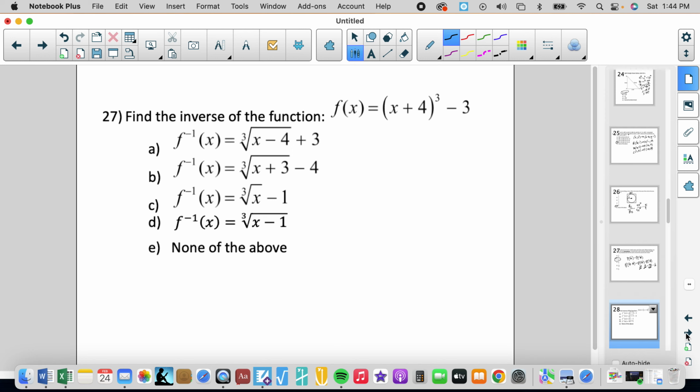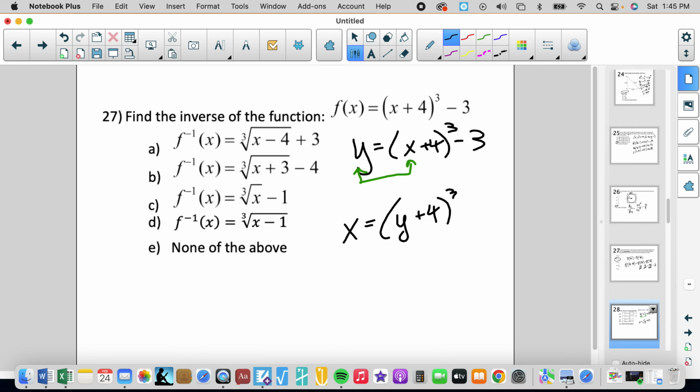27, find the inverse. So when we do the inverse, we're going to rewrite this equation, substituting y in for f of x, and when we take the inverse, we're going to flip. We're going to invert our x and y. So we rewrite it as x equals (y plus 4) cubed minus 3. And now we're going to solve for y again, so we're going to try to get y by itself. We're going to add 3 first.